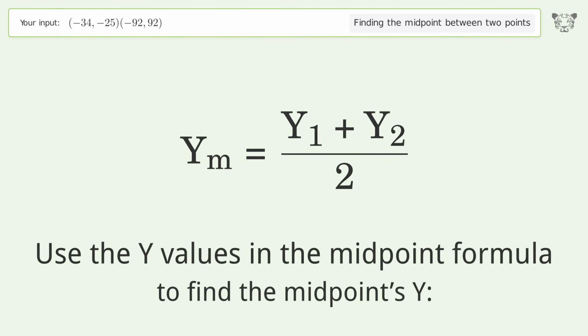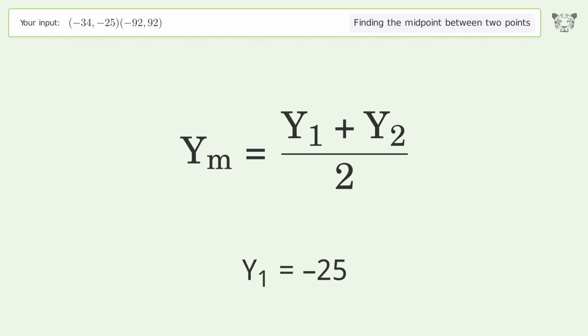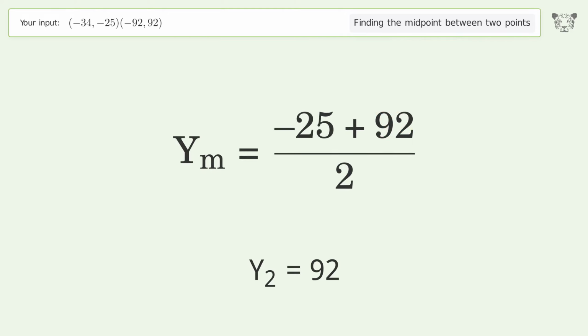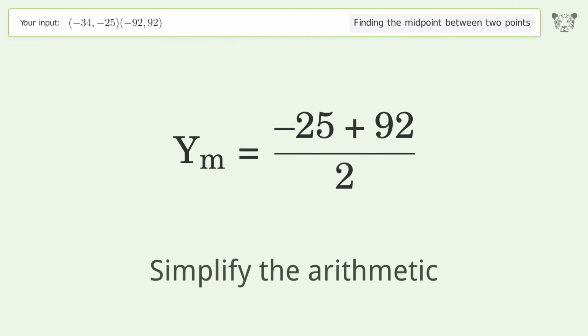Use the y values in the midpoint formula to find the midpoint's y. y1 equals negative 25. y2 equals 92. Simplify the arithmetic.